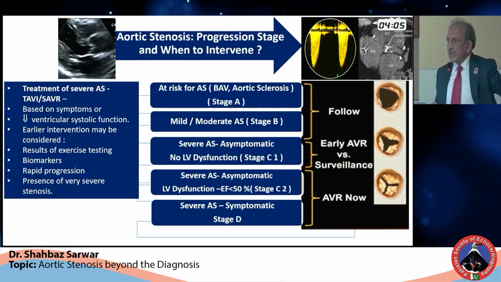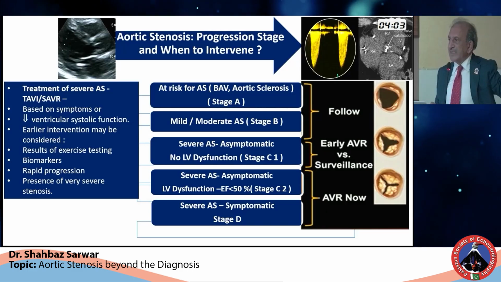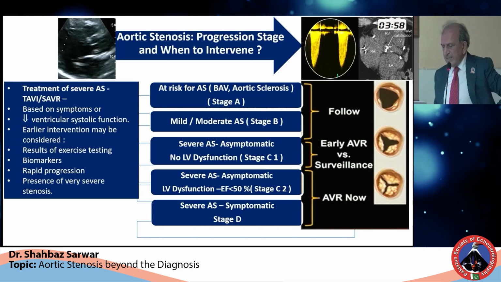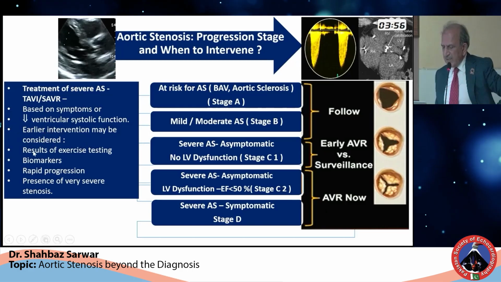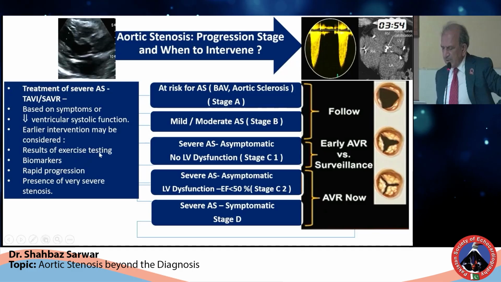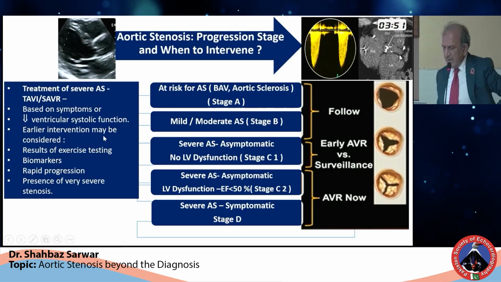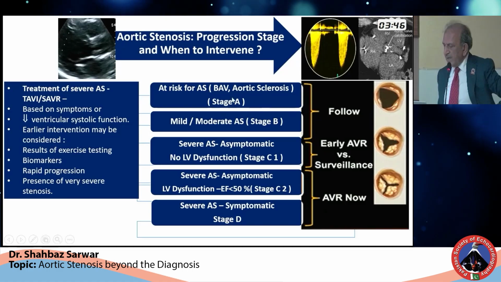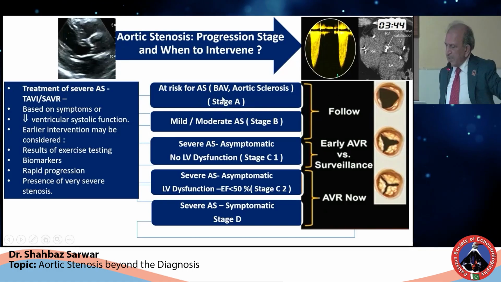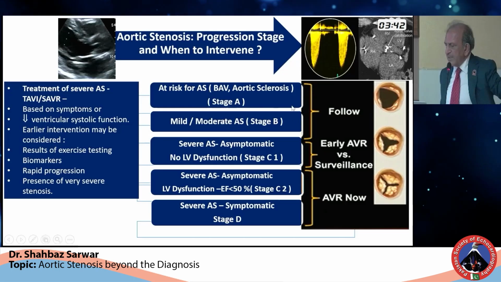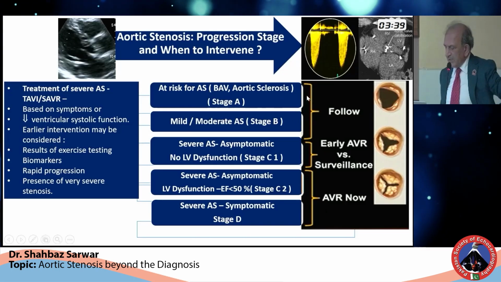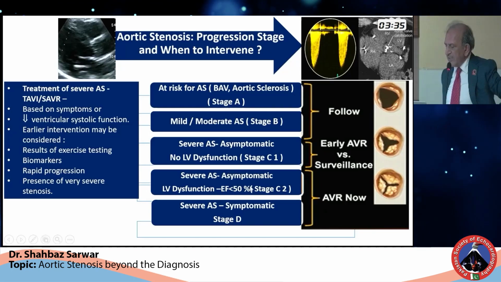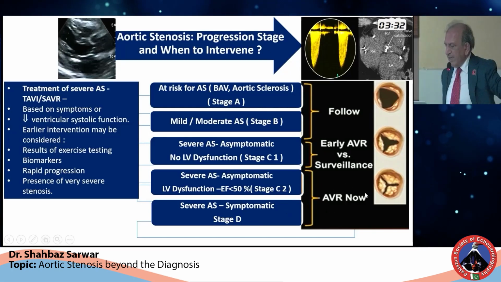Now the question is what to do after we have made the decision, how to proceed with them based on the symptoms, decreased ventricular function, and earlier intervention may be considered depending on the stress test, biomarkers, rapid progression, and presence of very severe stenosis. Now here you can see where patients are at risk or mild to moderate. It's very simple that we follow the patients. If there is severe AS and it's asymptomatic but LV is down, or symptomatic, AVR is recommended.